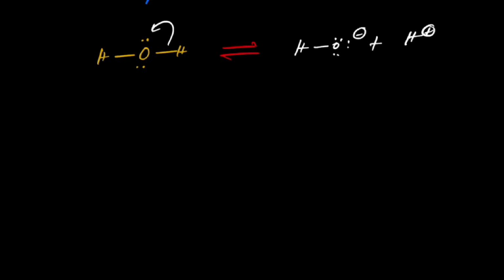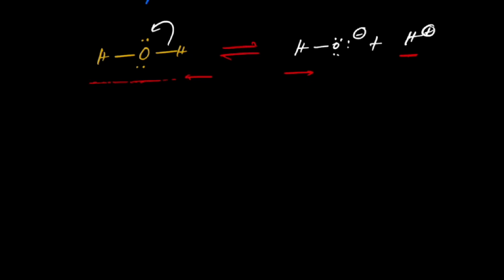Now the question is where the equilibrium lies. Does the equilibrium lie to the left or to the right? If the equilibrium is inclining towards the right, it is a strong acid. That means it is very easily donating a proton. If the equilibrium lies towards the left, this molecule is preferring to stay as it is. That means it is not willing to donate a proton very easily.